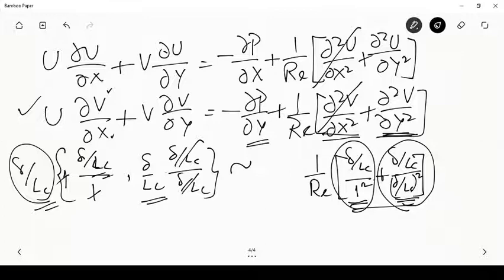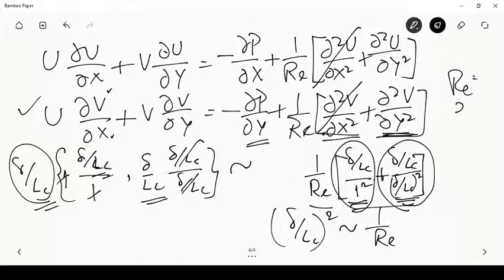Now the next thing that we will look at is, this is 1 over delta by LC, and this is 1 over RE. So the whole thing on the left hand side is of the order of delta by LC. So if I cross multiply and take this side, then delta by LC the whole square is of the order of 1 over RE. What is RE in itself? RE itself is equal to rho u infinity LC divided by mu. So 1 over RE will have a 1 over LC in this case. So this is basically the order of magnitude.